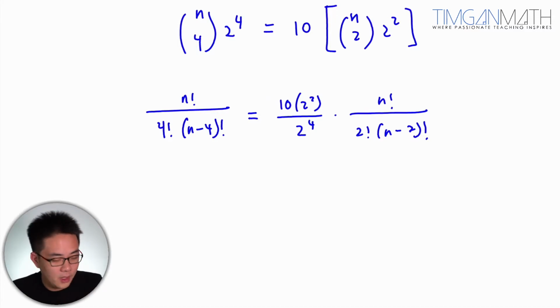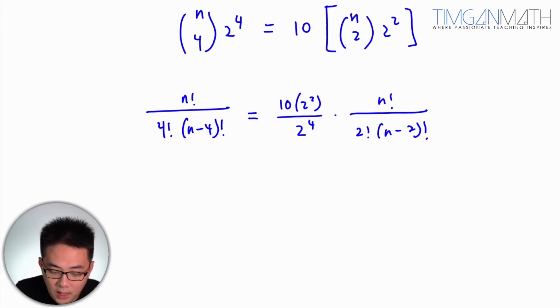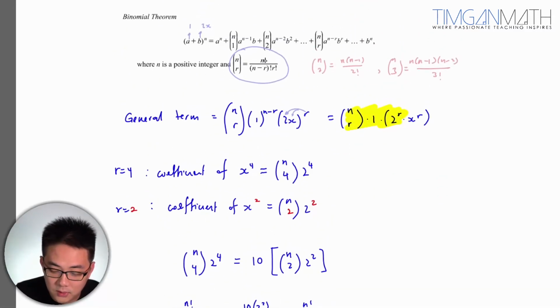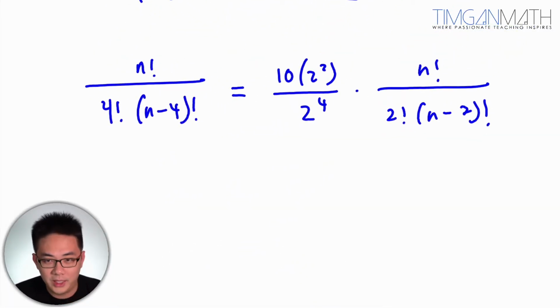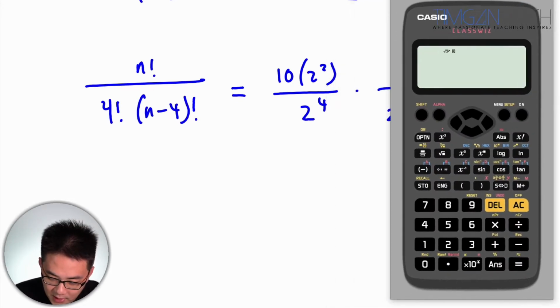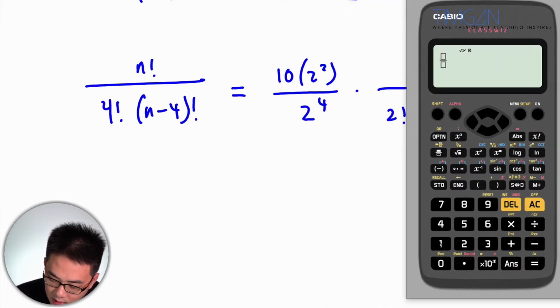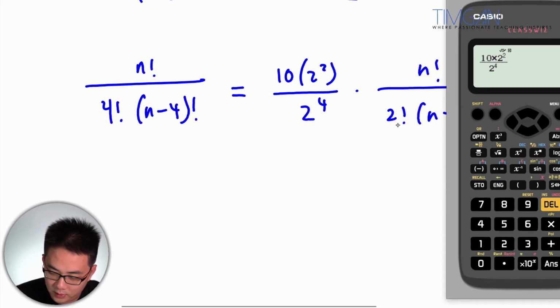Now once this is done, we could actually cancel. So basically what I did was I just used this formula here. I'm just assuming that we forgot the formula in the exam, so we're just going to use this and see whether we can get the final answer. So for this part here, what we're going to get is actually 10 times 2 squared over 2 to the power 4, and actually you can just divide by 2 factorial here.